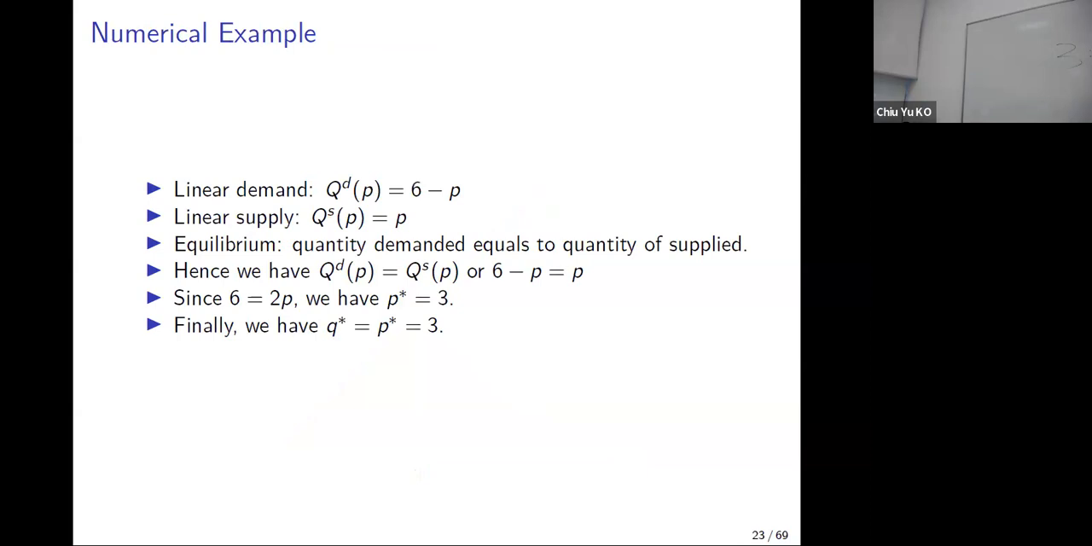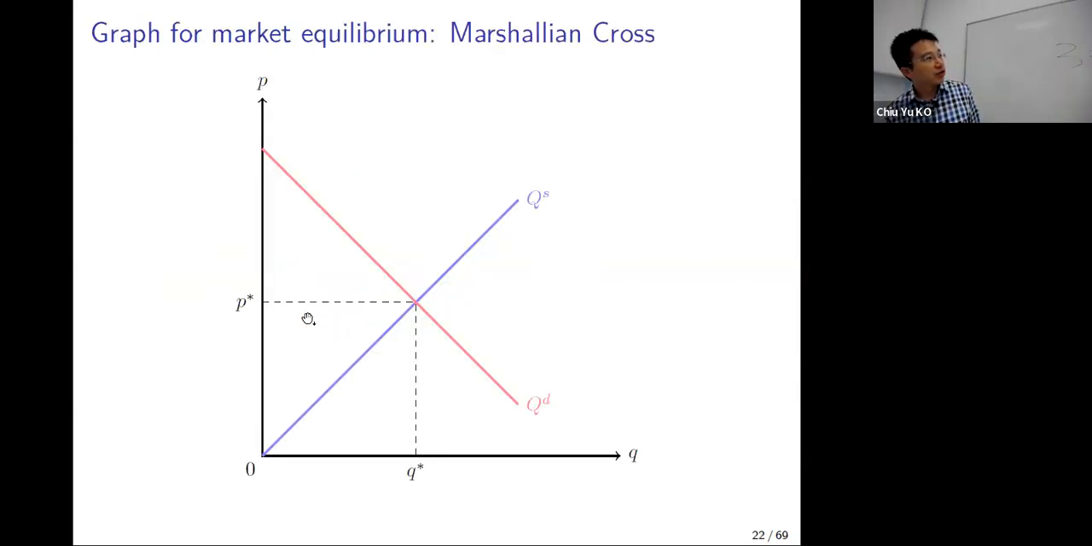And look, in this model it's linear, right? So naturally you see only one equilibrium. There's no guarantee that there's only one. If you have some wiggling, there can be more than one. But in general, one is okay.